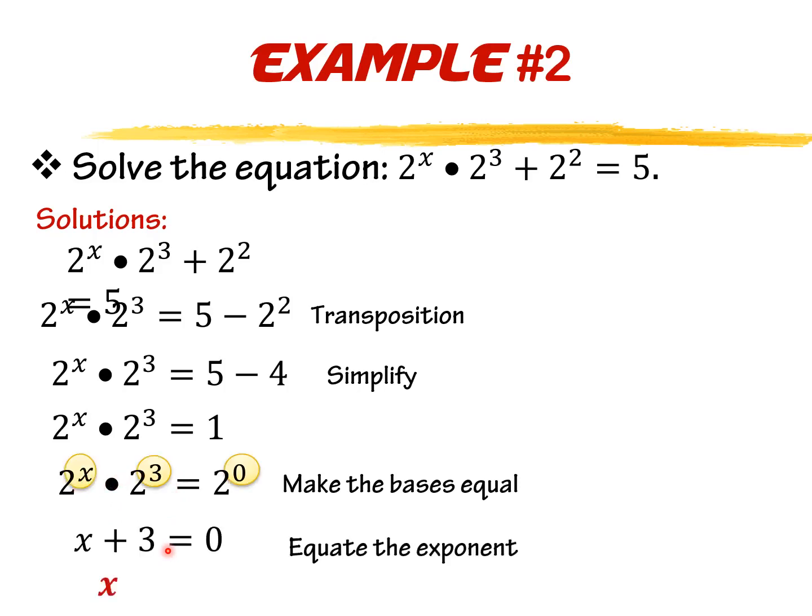So equating the exponent, that will give you x plus 3 is equal to 0, or x is equal to negative 3. Again, if this is multiplication, you add the exponents. That's why you have x plus 3.